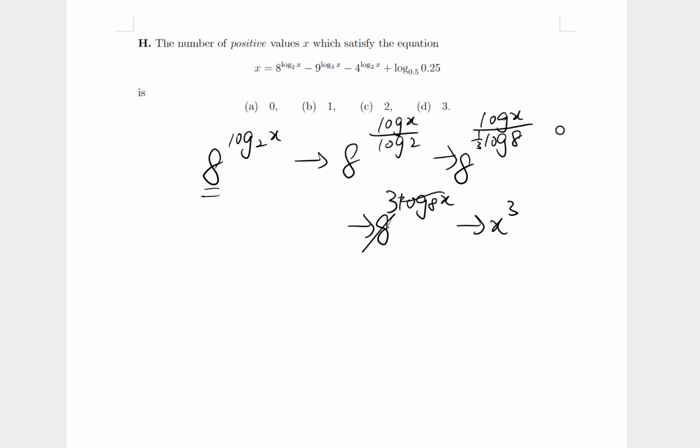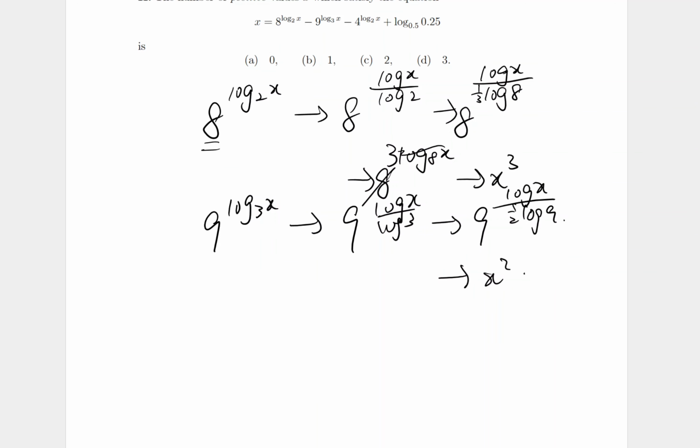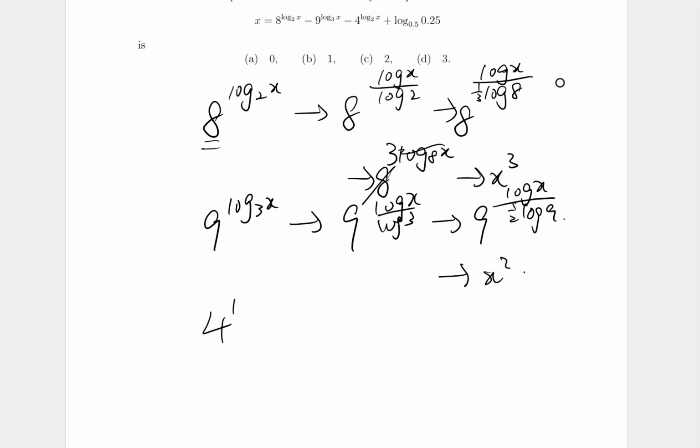All right, and by the same logic, let's just deal with the 9 to the log 3 of x. So it's the same thing: just log x over log 3, and then try to convert log 3 to log 9, which gives you 9 to the log x over a half log 9. And by the same procedure, that becomes x squared. And same for the 4 to the log 2 of x. I'm not going to do it, but it also gives you x squared, just by the same procedure.